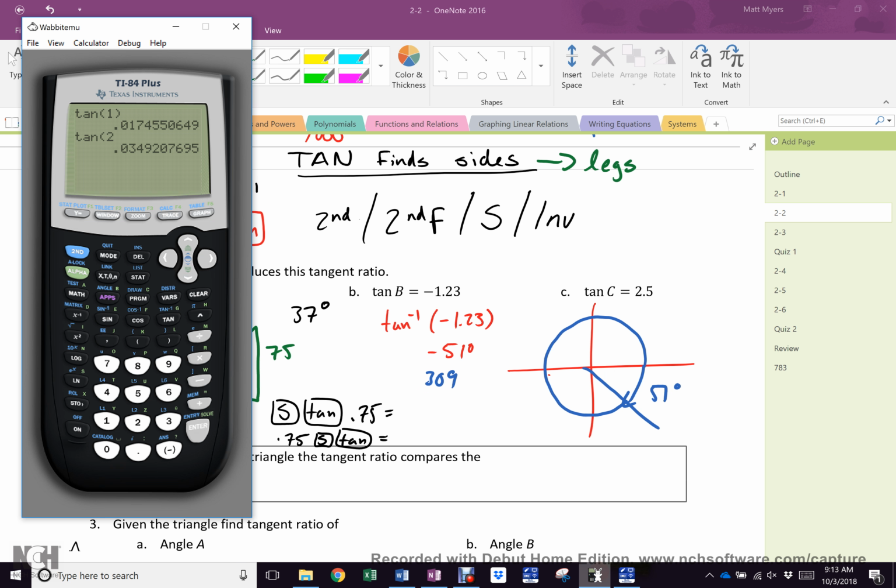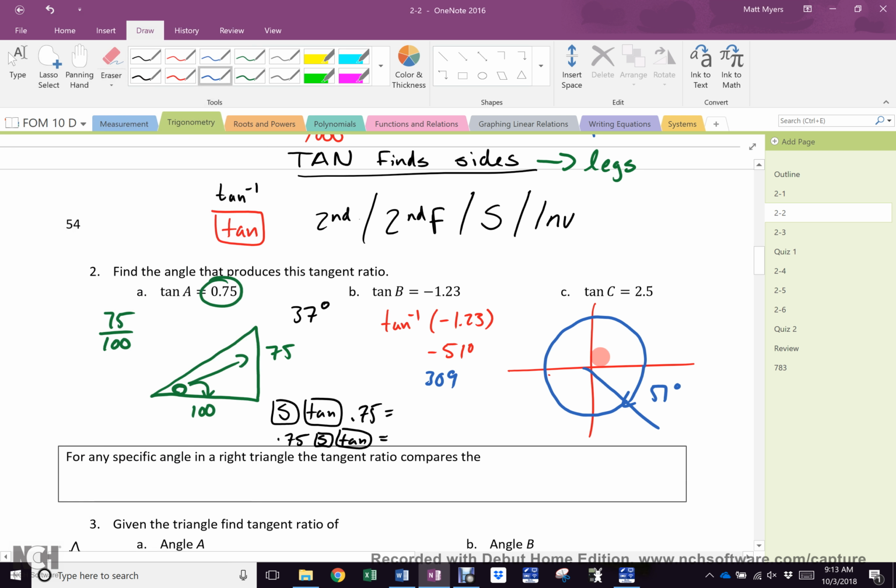Now watch. Tan 309. Negative 1.23. Tan negative 51. Negative 1.23. Everybody see? This is grade 11. Don't worry about it. I just wanted to show you that it happens.